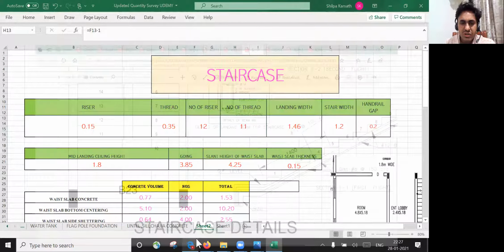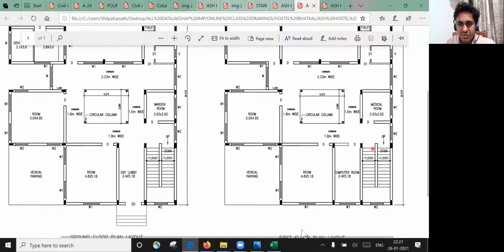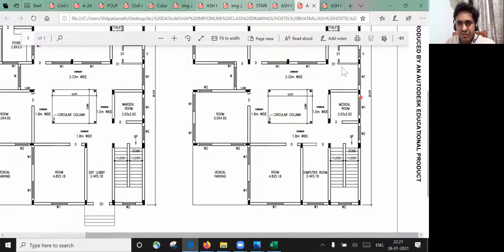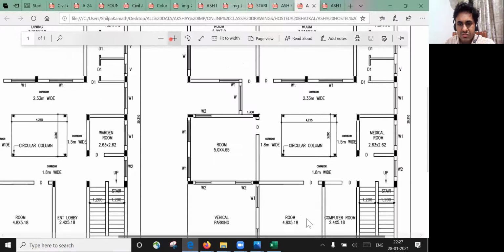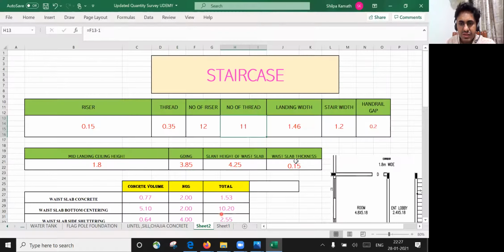You can try to verify that with, let me make use of a different drawing. Yeah, so this is the drawing we had. You can see it here, right? It's 1.2 meter here and it's 1.2 meter here. So that is why I've written 1.2.